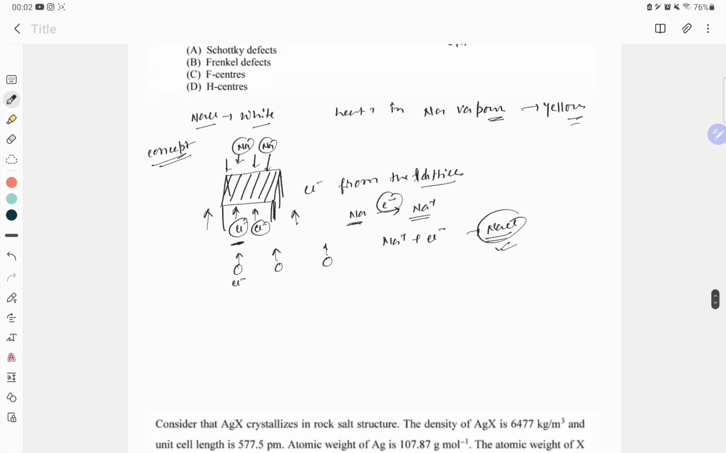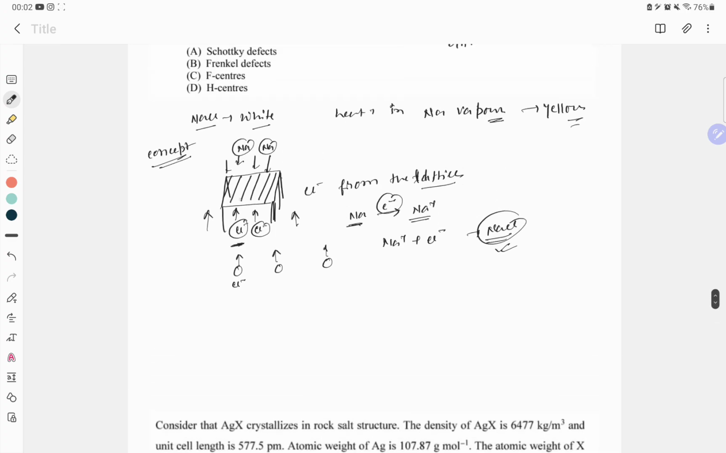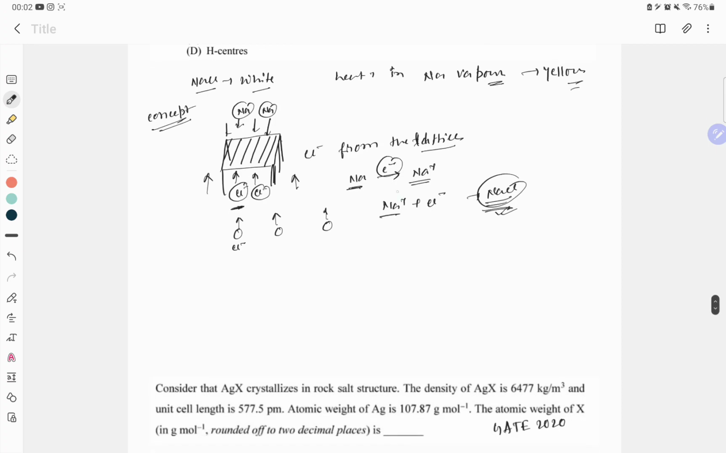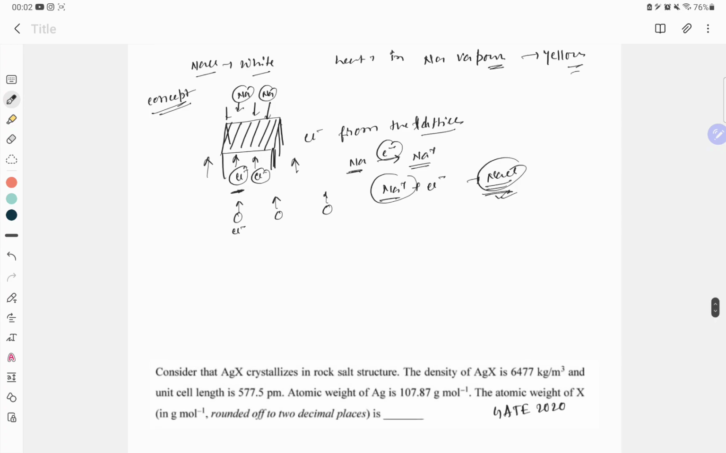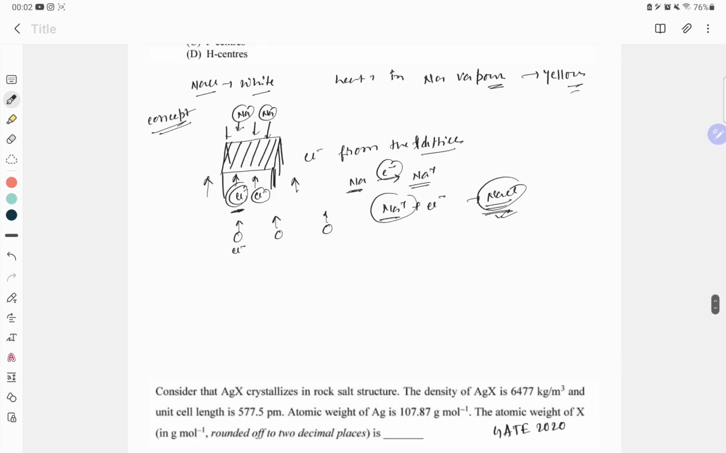So what is happening? The sodium comes to the upper surface of the lattice, then Cl minus will come closer to this Na, and NaCl is produced. Na will emit one electron from its valence shell, and this electron will occupy that vacant space of Cl minus, okay.